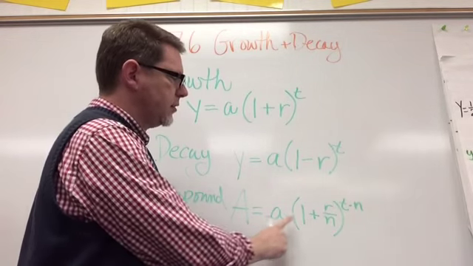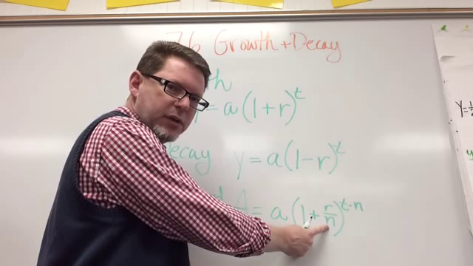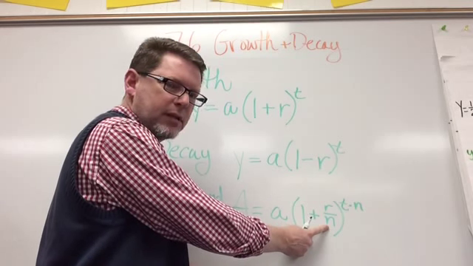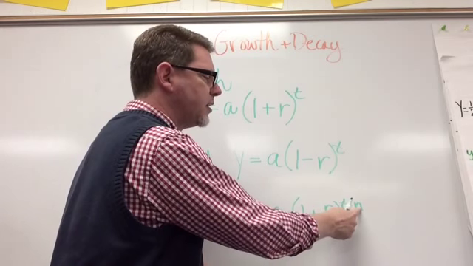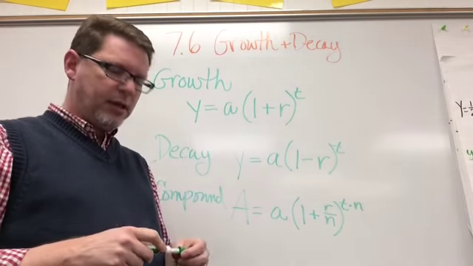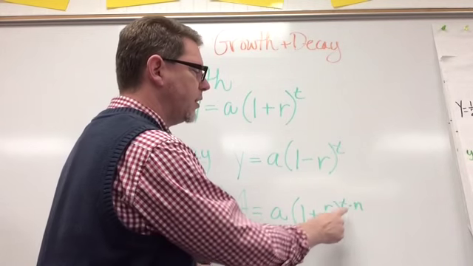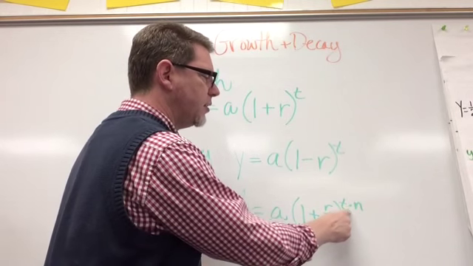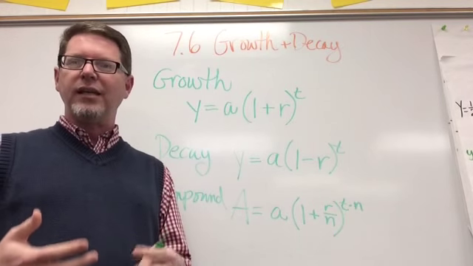Initial amount, R being the rate over the N, which is the number of times it's compounded in a year, to the t times n, or number of years times the number of times it's compounded in the year. So if this was quarterly, then I would have the rate over 4 raised to how many years times 4. And we'll get into using all of these in class.